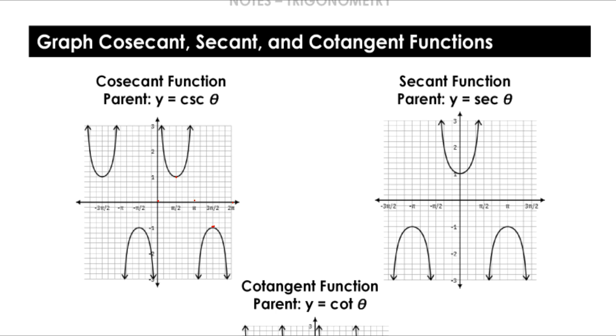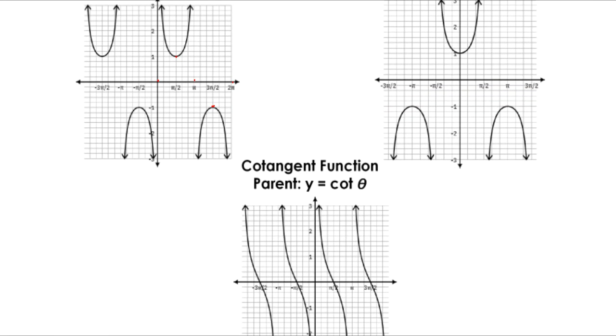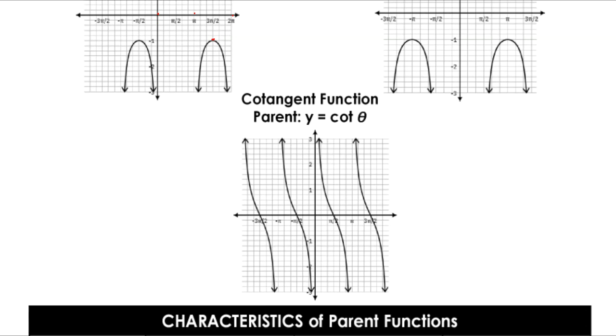So the graph of cosecant looks like those U shapes, and same thing for the secant function. But again, the secant function is centered differently than the cosecant function because of those values. And then the cotangent function, you can see there, is the reciprocal function of tangent, still with vertical asymptotes.